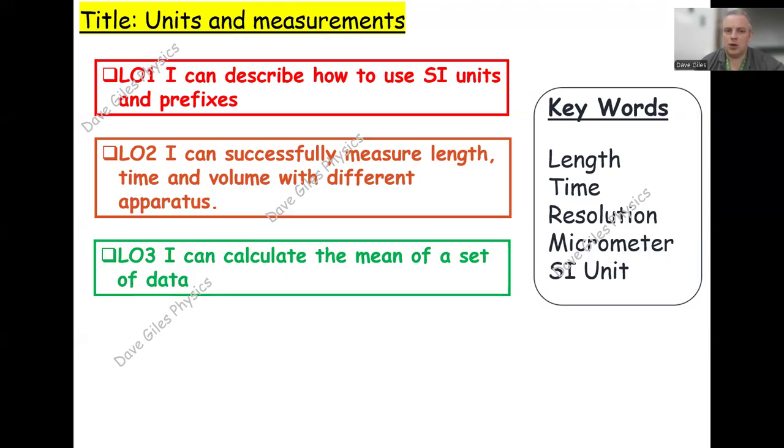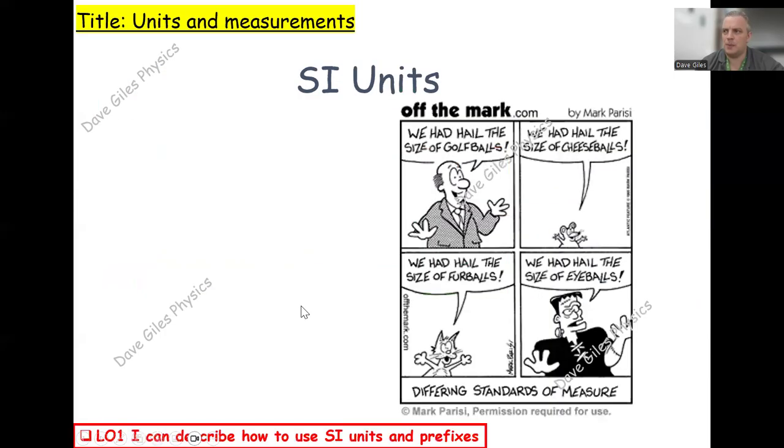So our learning objective for today: I describe how to use SI units and prefixes, successfully measure length, time, and volume with different apparatus, or show you how to do it. Obviously, you won't be able to do it yourself at home as easily. And calculate the mean from a set of data. So the first learning objective for today is describing how to use SI units and prefixes.